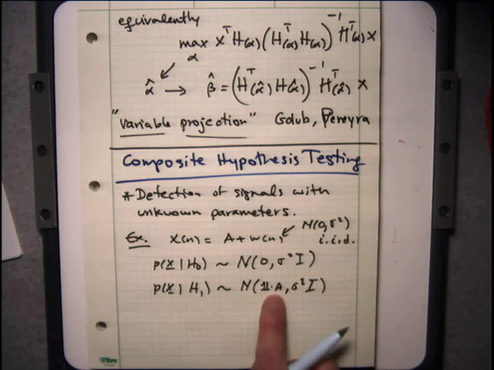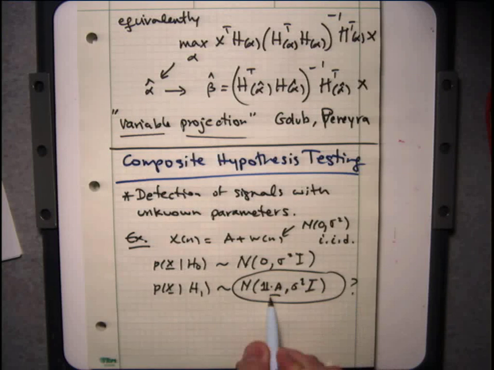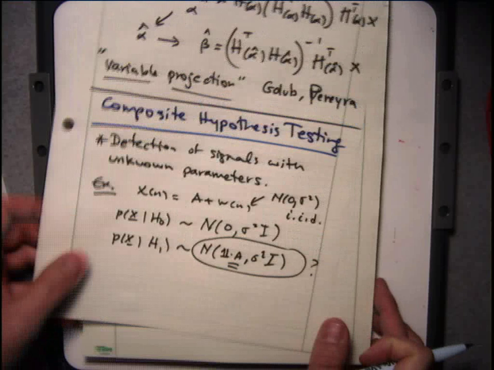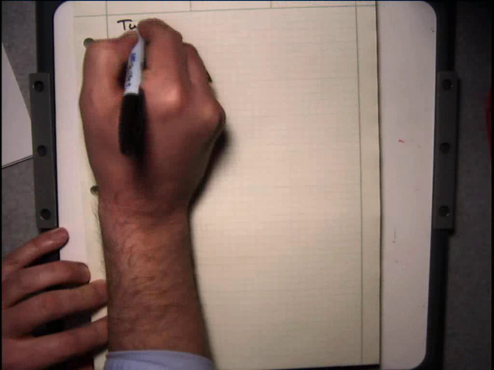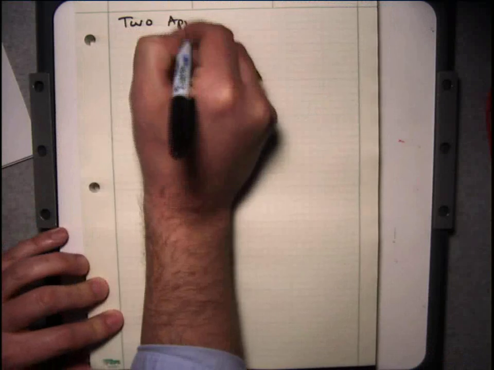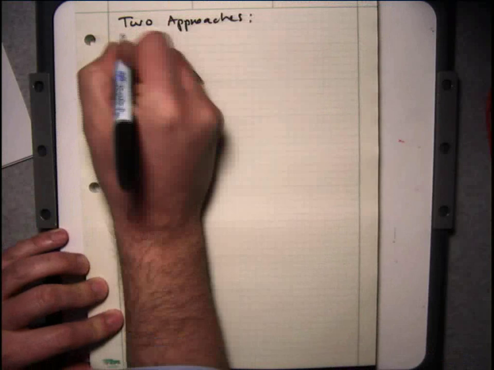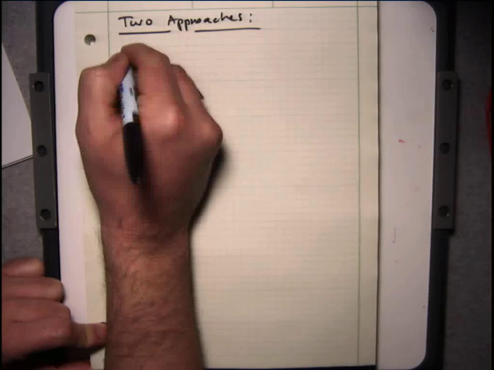So now if a is not known, then the PDF in this situation is unspecified. I mean, it's specified in the form, but you don't know something about it. And so you can't just do the standard thing that we did before with the likelihood ratio test. So how do we proceed? Well, generally speaking, there are two particular ways to proceed. So two approaches.